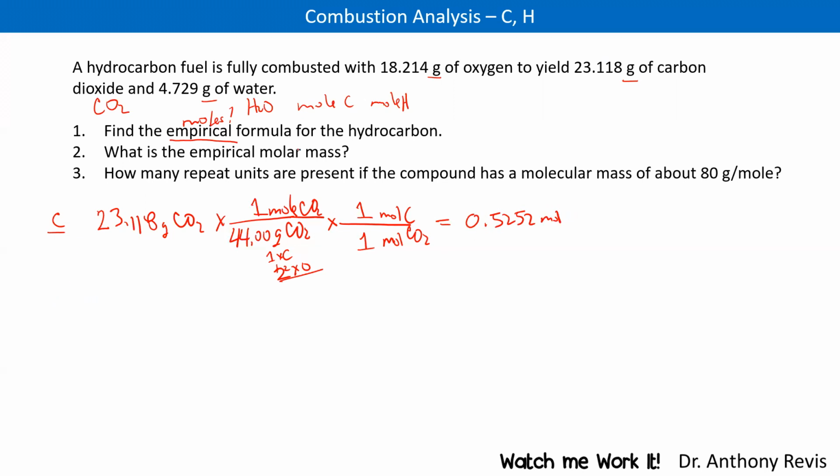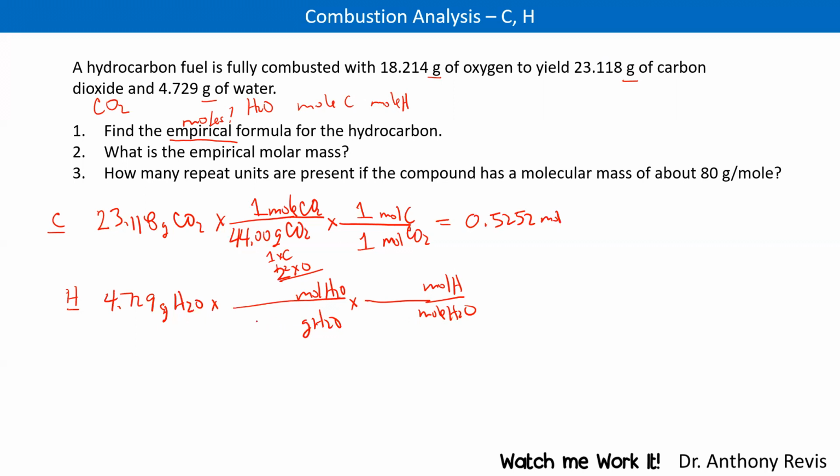Now, let's get the moles of hydrogen. We'll do this also by the indirect method of using water as our source of hydrogen. So water, 4.729 grams of H2O, times a bar for dimensional analysis, and we'll put grams of water on the bottom and moles of water on the top. Then we will convert these moles of water on the bottom to moles of H on the top by doing the math steps and checking the ratios and the relationships.